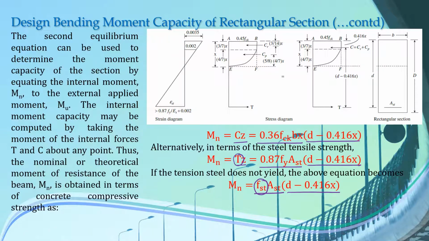The second equilibrium equation can be used to determine the moment capacity of the section by equating the internal moment, Mn, that means the capacity of our beam, and the externally applied moment, represented as Mu. So how do we calculate Mn? The internal moment capacity may be computed by taking the moment of the internal forces about any point. So this is how you calculate the value of Mn, Cz or Tz. So remember this formula.